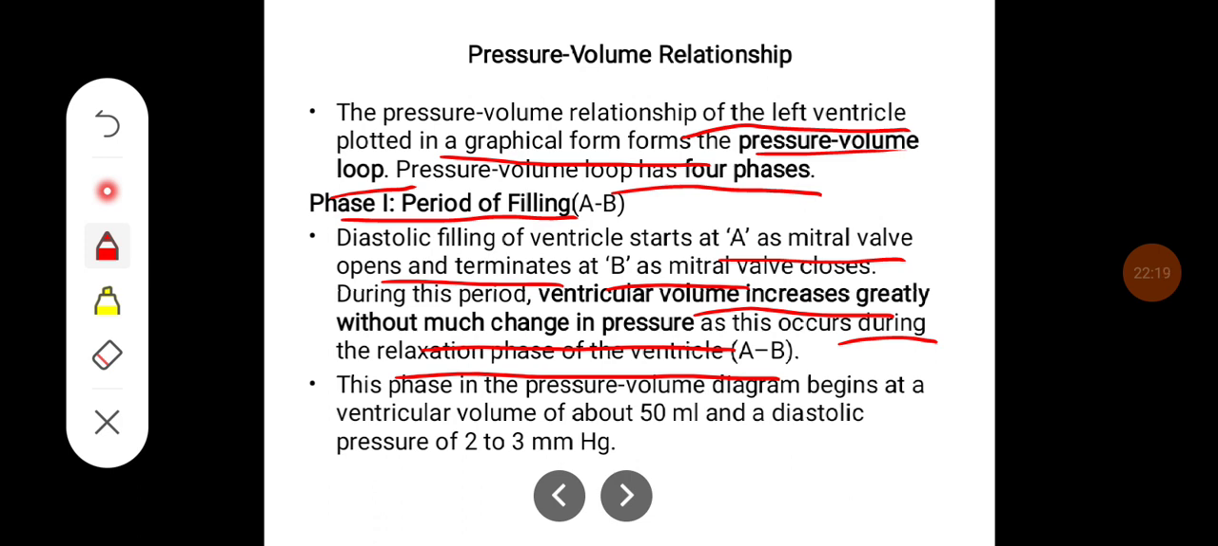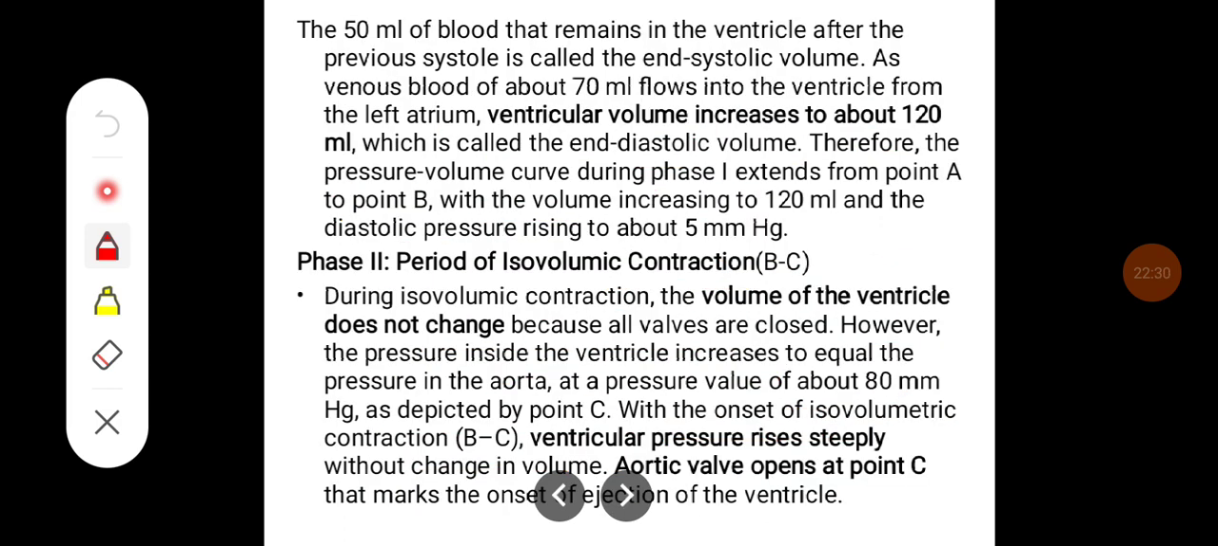This phase in the pressure volume diagram begins at the ventricular volume of about 50 ml and diastolic pressure of 2 to 3 mmHg. The 50 ml of blood that remains in the ventricle after the previous systole is called the end-systolic volume. As the venous blood of about 70 ml flows into the ventricle from the left atrium, the ventricular volume increases from about 50 ml to about 120 ml, which is called the end-diastolic volume.